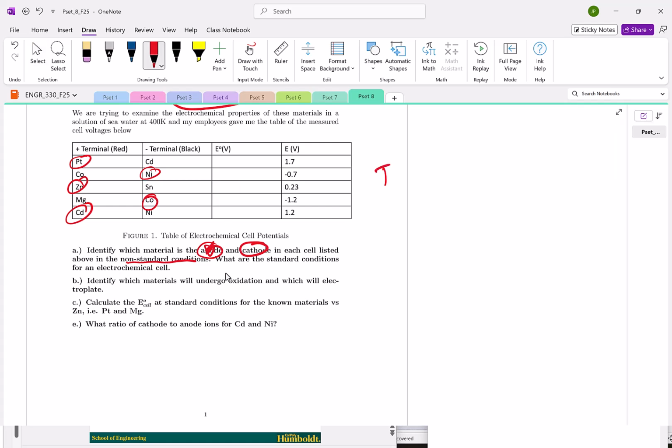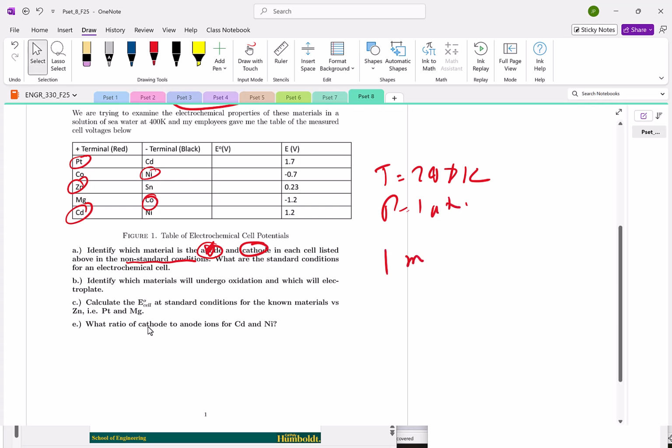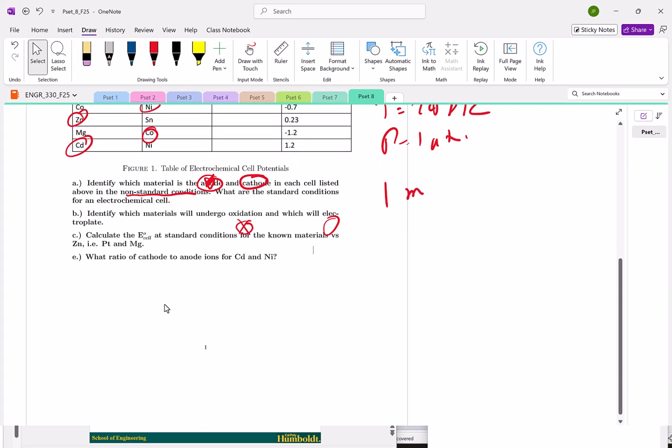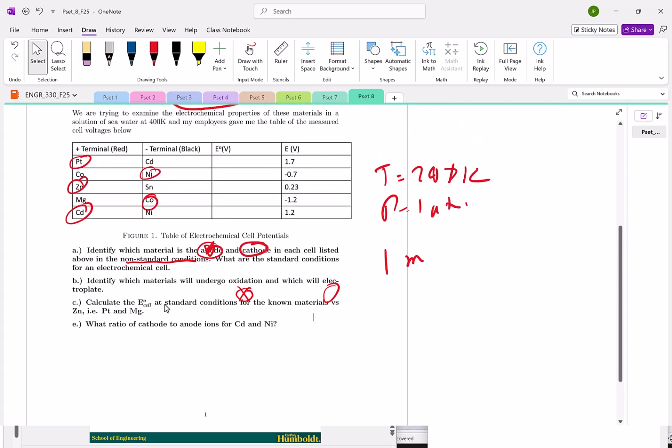Standard conditions: temperature equals 298 K, pressure equals 1 atm, and we're in a 1 molar solution of each ion. Which materials will undergo oxidation? The one that is not circled. Which ones will electroplate? The one that is circled in the non-standard conditions. Calculate E naught. So we got that. What's the ratio of cathode to anode ions for Cd and Ni?